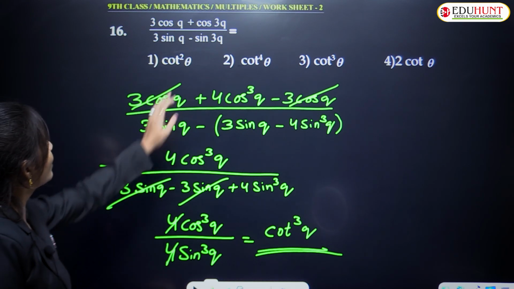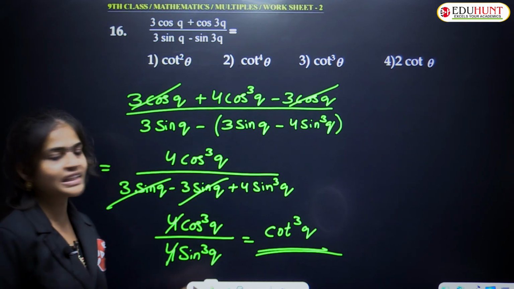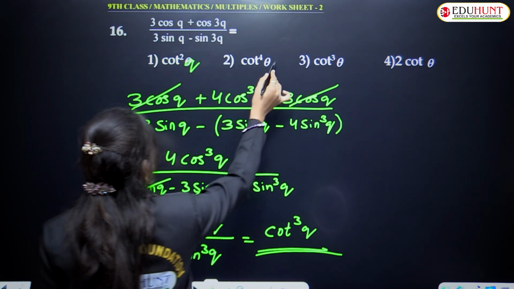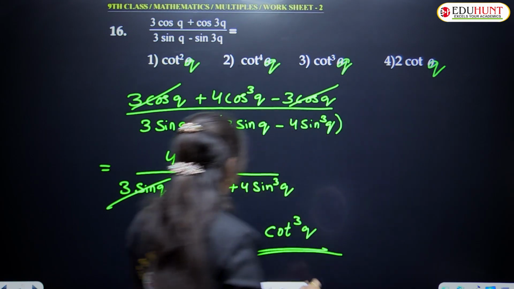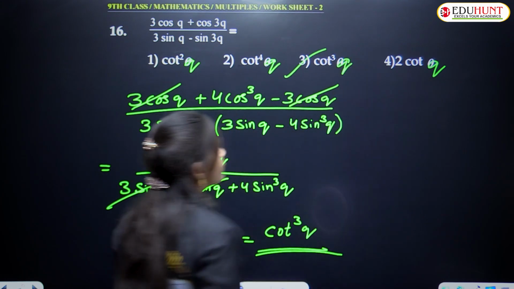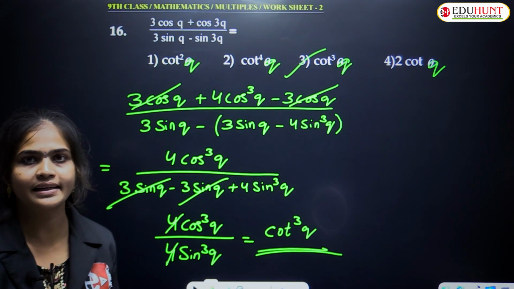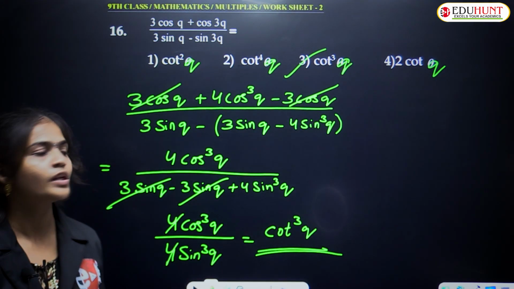Okay, so the answer here is cot cube q. But here the options are given in terms of theta, so this theta is q, so change this one as q. Okay, so which option is correct? Cot cube q is the correct answer. Understand, all of you? Yes.